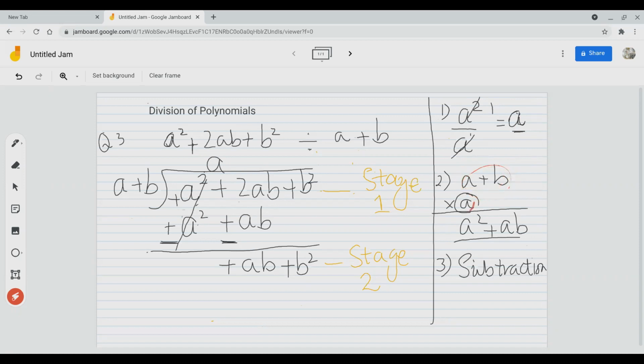Okay, when you multiply A by A, you get A square. When you multiply A by B, you get AB. When you get this answer by multiplication, write it directly here under the dividend. Fine. When you write this, after that you will use subtraction.